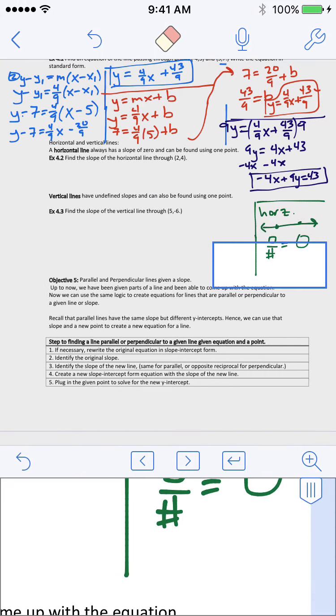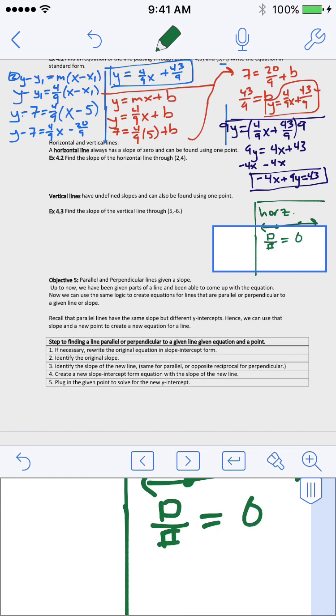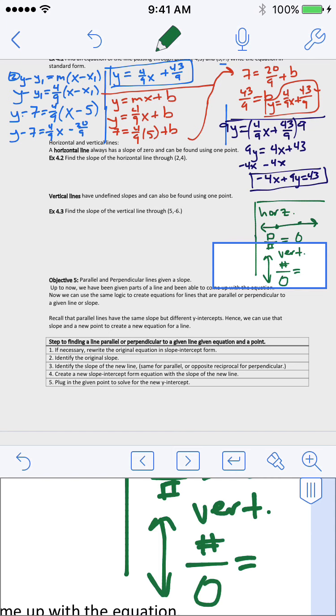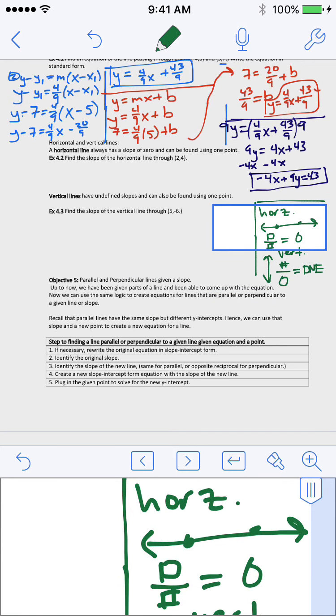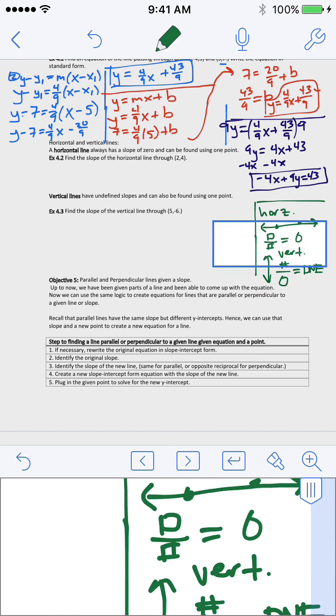sorry guys, I'm going to rewrite that because that was really big, and I want to save some room for the vertical line. So 0 over run equals 0. Alright, so the vertical line goes up and down, right? That's the vertical line. And since that goes all rise over no run, well, you can't divide by 0, so that slope does not exist, right? That's what that slope means. So horizontal, slope of 0. Vertical, slope does not exist, right?